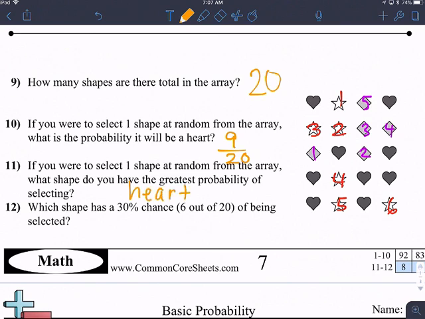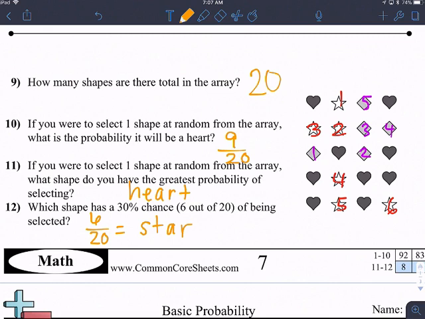What shape has a 30% chance? They're very nice here, they gave you the fraction as well, the 6 out of 20. Well, I know that there are 9 hearts, and I still have my labels on there, so I have 6 of them that are stars. So 6 out of 20 is the star. The probability of getting a star.